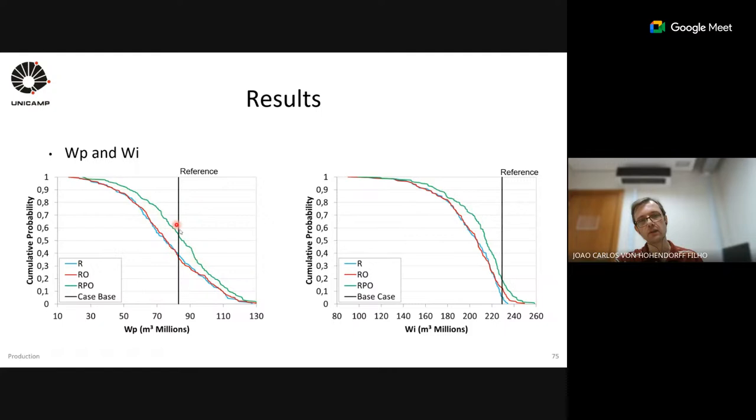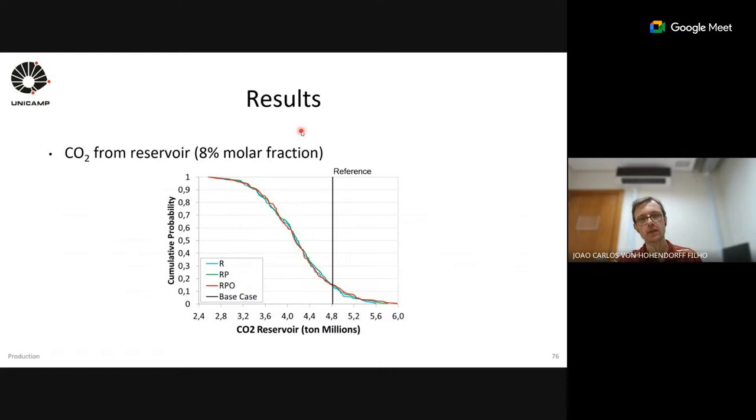In terms of cumulative water injection and production, and CO2 from the reservoir, because I am assuming I have some amount of CO2 in this benchmark, 8% of molar fraction. Okay, it is related to the fluid inside the reservoir. I think we need to obtain the same curves.